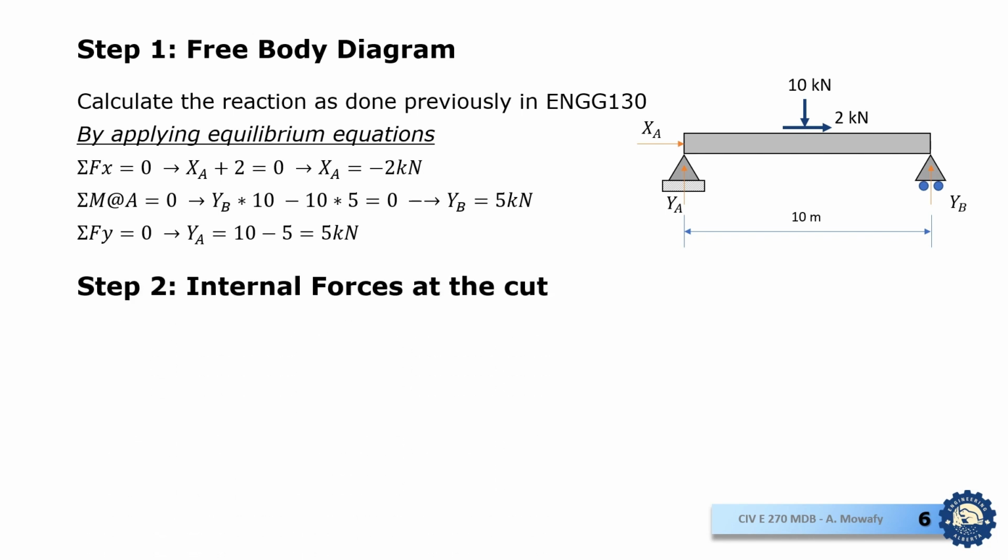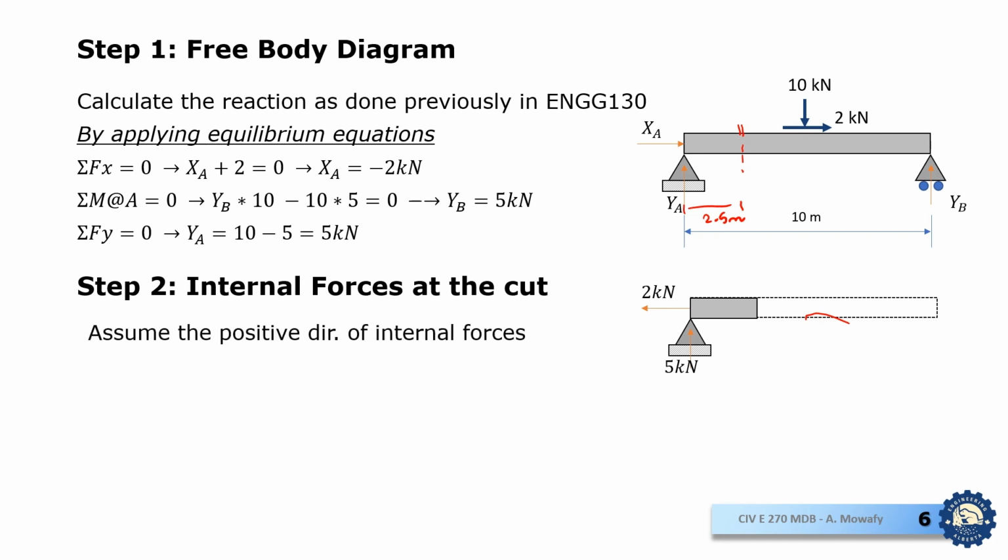So the second step is to calculate the internal forces at the cut. So now we know all the reactions. We need to study the internal forces at the cut, which is 2.5 meters away from the left support. So I'm going to study the left side of this beam because it's a bit easier.